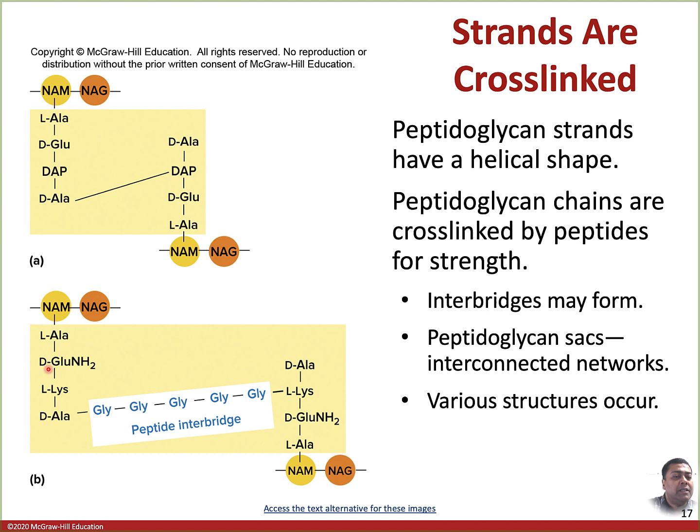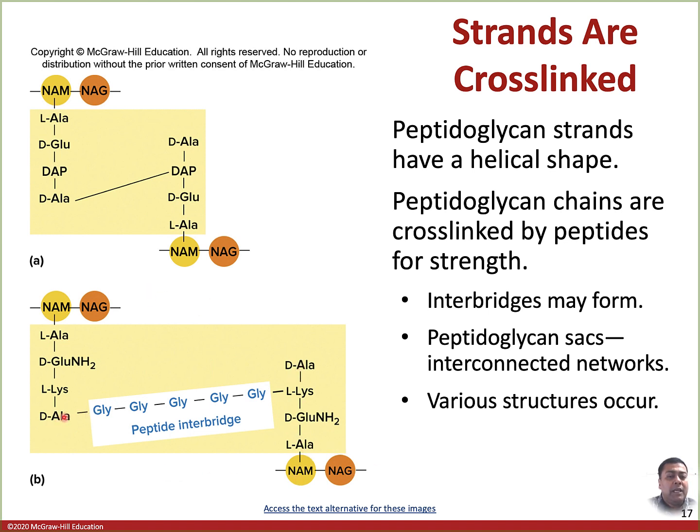Then you have a D-aminated glutamic acid. So here you have an amine group near the alpha carbon of the carboxyl end, which is an extra one. So this is a modified amino acid. Then you have an L form of lysine, and you have a D-alanine as well here. And you have the same thing right here with the other chain.